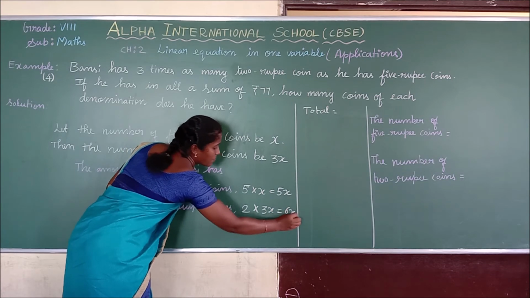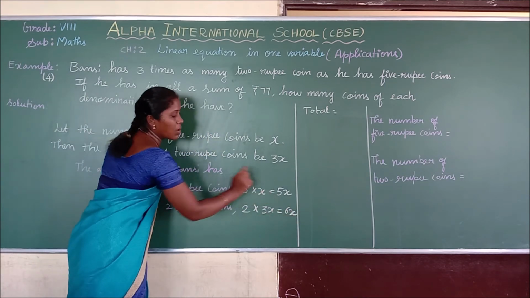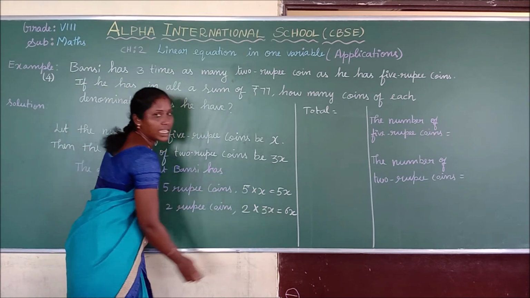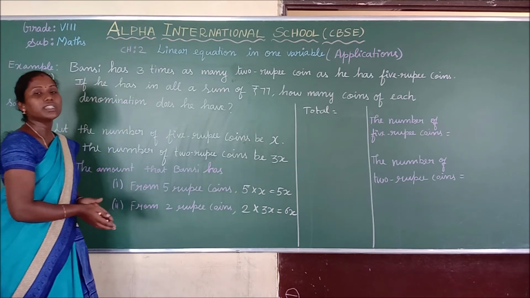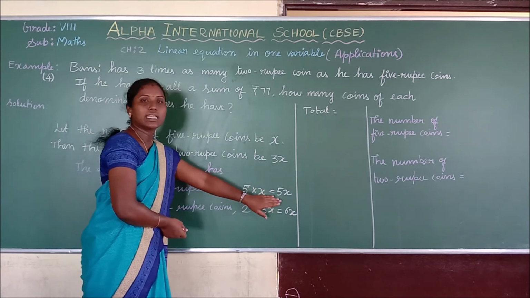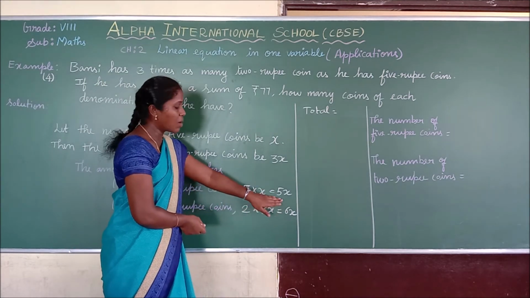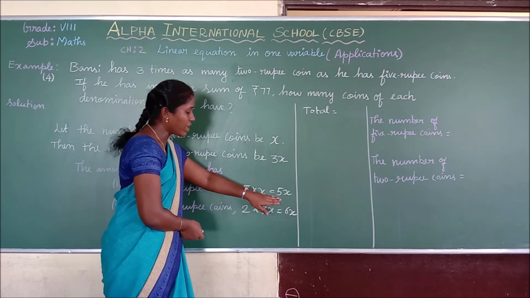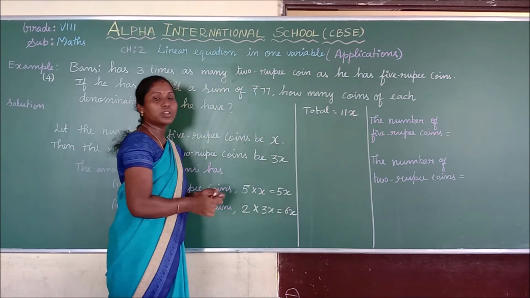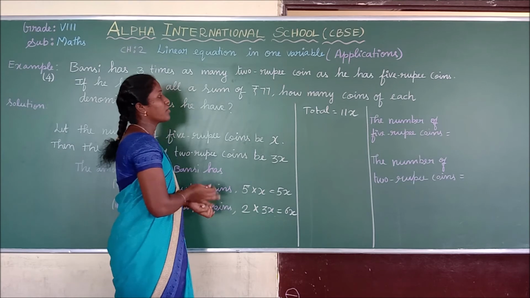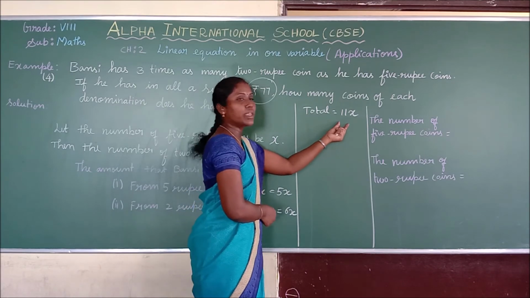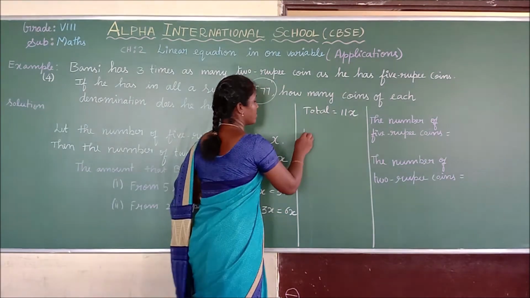So from 5 rupee coins he has the amount 5x, and from 2 rupee coins he has 6x. That's the amount. But in the question they have given that the total he has is a sum of 77 rupees. First, in general, we will say the total is 5x plus 6x. This is the amount he has in his hand. So 5x plus 6x will give you 11x. So he has the amount 11x in his hand. But in the question it is given that he has 77 rupees totally. So we are going to equate this 11x to 77.